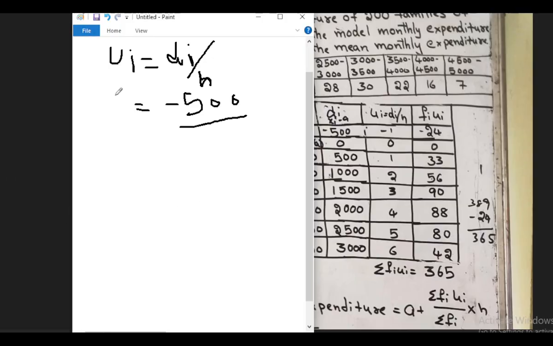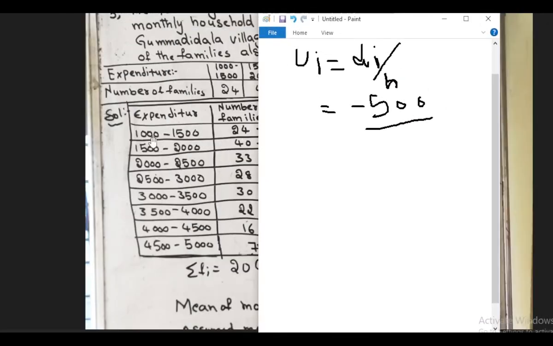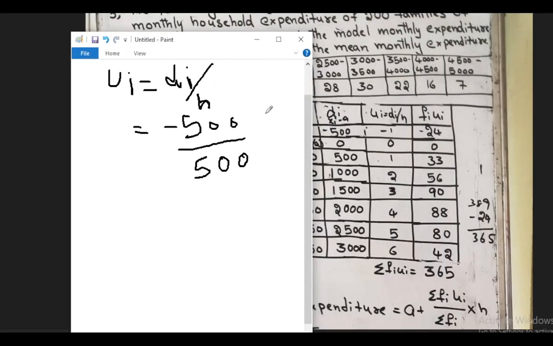As we discussed in the previous concept, the modal class, we understood the height of the class, that is the width of the class. If we subtract the lower boundary from the upper boundary, we get the width of the class, that is 500. That is the height of the class. So 500 is the height of the class here. So minus 500 by 500 is equal to minus 1.